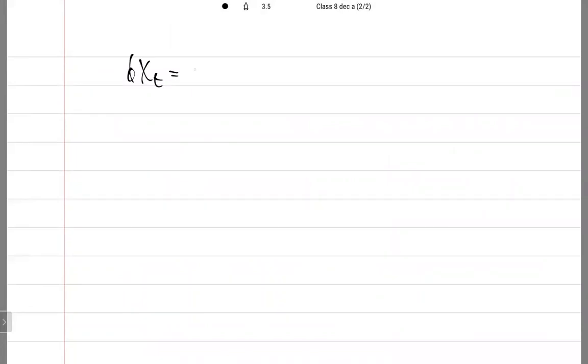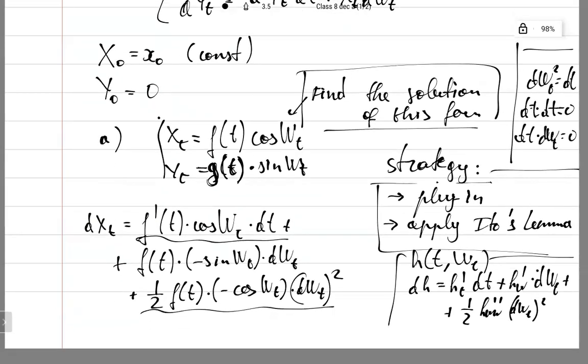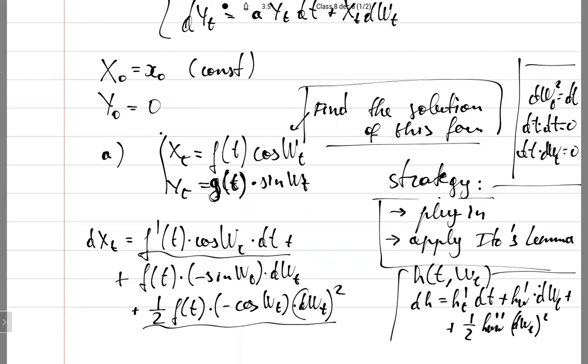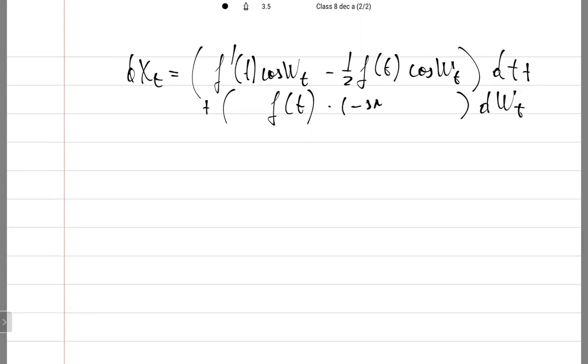dx_t is just, let's write two parts, something times dt plus something times dW_t. For the dt part, we will have f prime t cosine W_t minus 1/2 f(t) cosine of W_t, and for the dW_t part I will have f(t) times minus sine of W_t. Yeah, sure, that's just Ito's lemma.